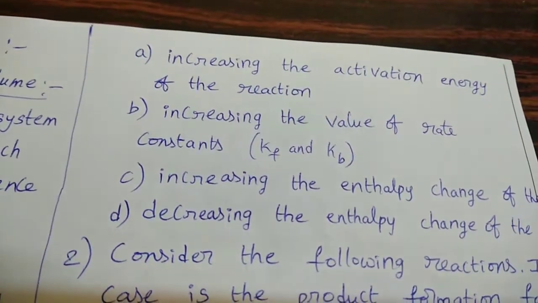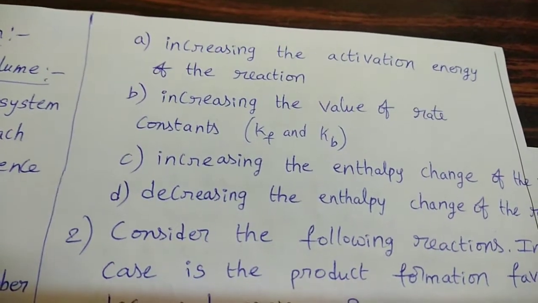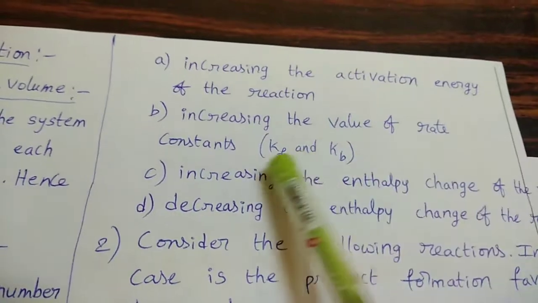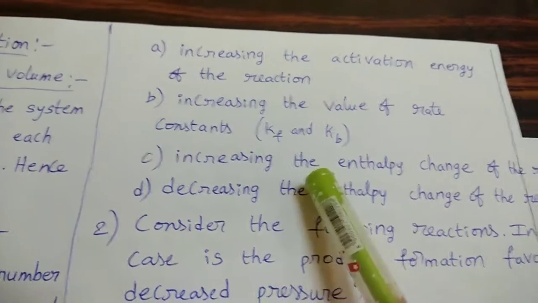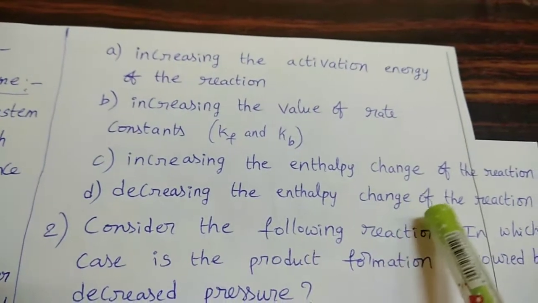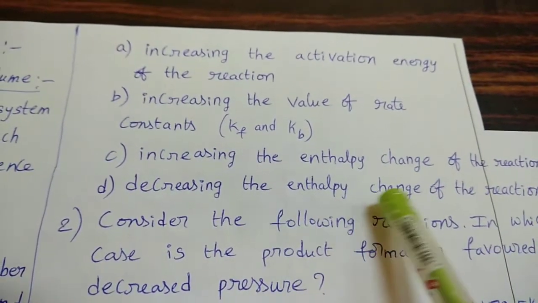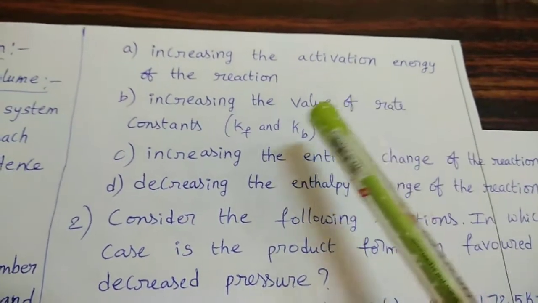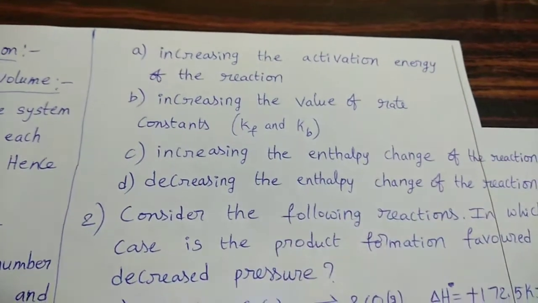First one: increasing the activation energy of the reaction, increasing the value of rate constants Kf (rate constant for forward reaction) and Kb (rate constant for backward reaction), increasing the enthalpy change of the reaction, decreasing the enthalpy change of the reaction. So answer option B, increasing the value of rate constant, Kf.